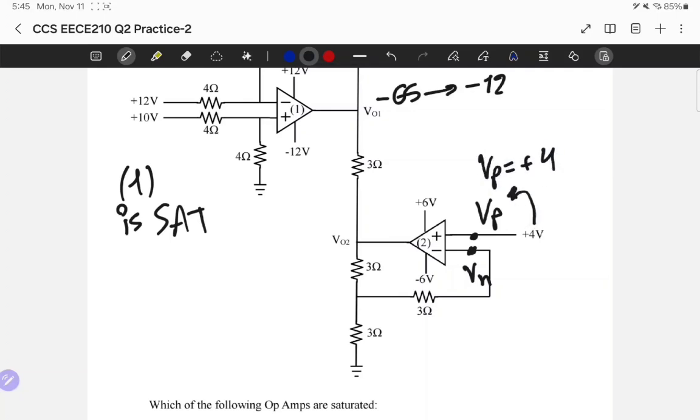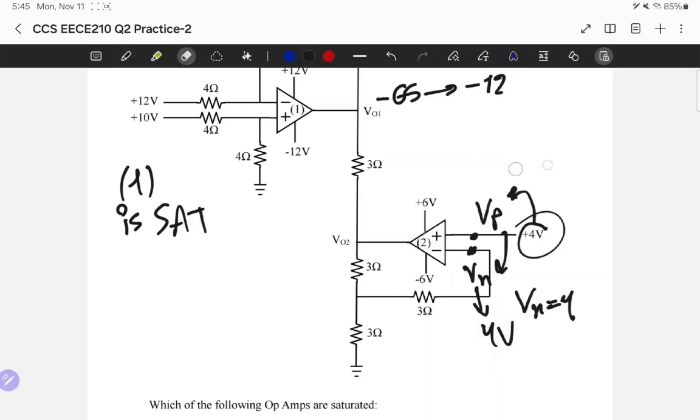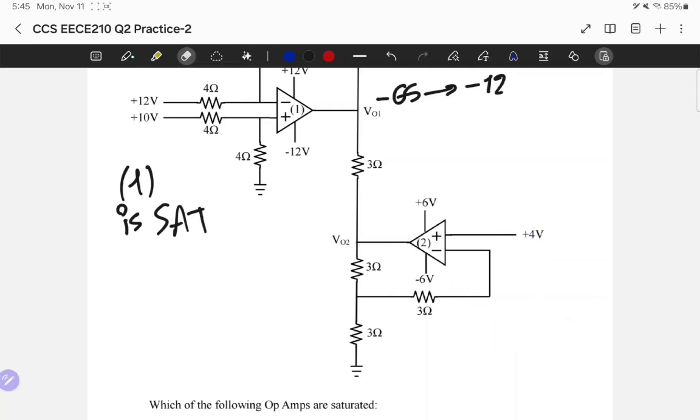VP is equal to plus 4. It's immediate. I have a source in here and it's directly connected to this node, so VP is equal to 4. So VP is equal to VN, and VN is equal to 4. Now this VN is equal to 4 volts. See, I work on one terminal of the op amp and I transfer what I find into the other terminal. So I find here VN, which is equal to 4 volts.